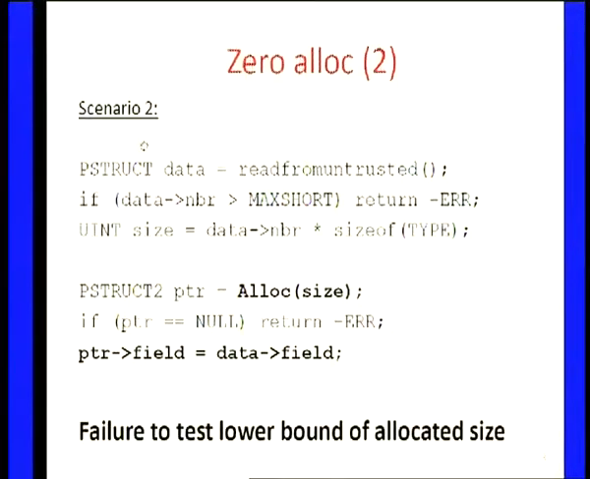Second example, you have an arithmetic operation, say a multiplication or even an addition. The thing is, the result can still be 0. Say in that example, data->nbr is 0, the multiplication gives 0, so the size stays 0. You allocate 0, you test for the null pointer again, but no error is reported. And then you dereference the allocated pointer at an invalid location. In that case, you're going to try to write to an invalid location, ptr->field.